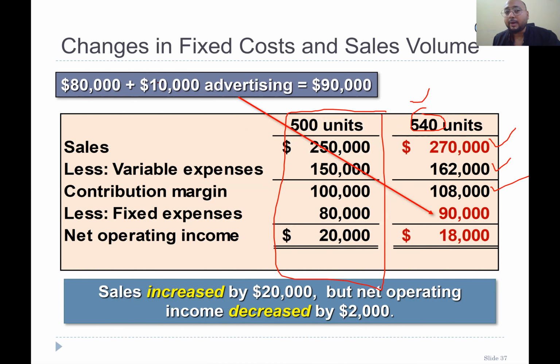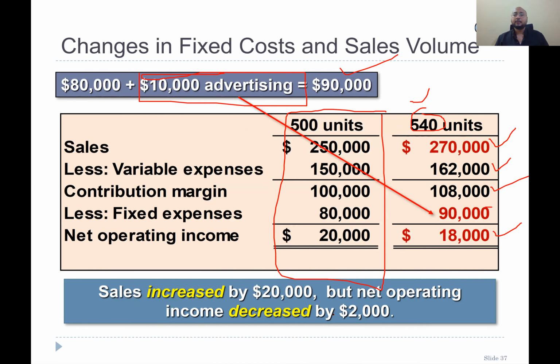Remember, our advertising budget is monthly. It means it's fixed. Monthly, it's not changes. It is fixed. So we add it into our fixed expenses. Our fixed expenses shoots up to 90,000. So look at that. Our profit, rather than increasing, it decreases.